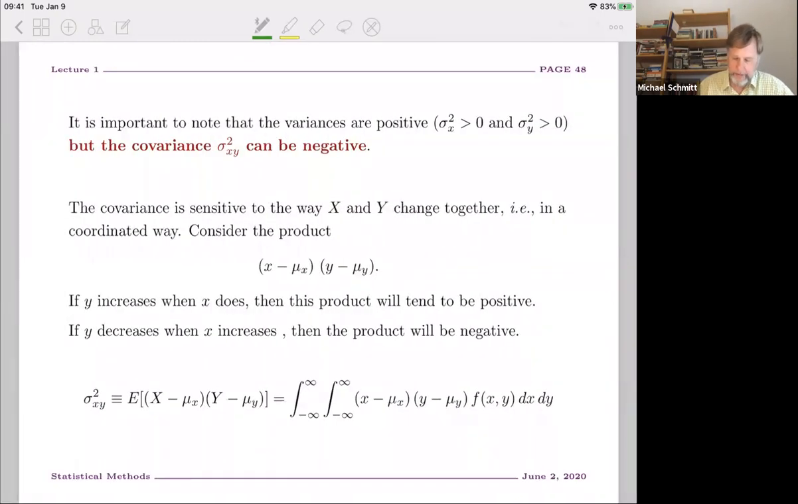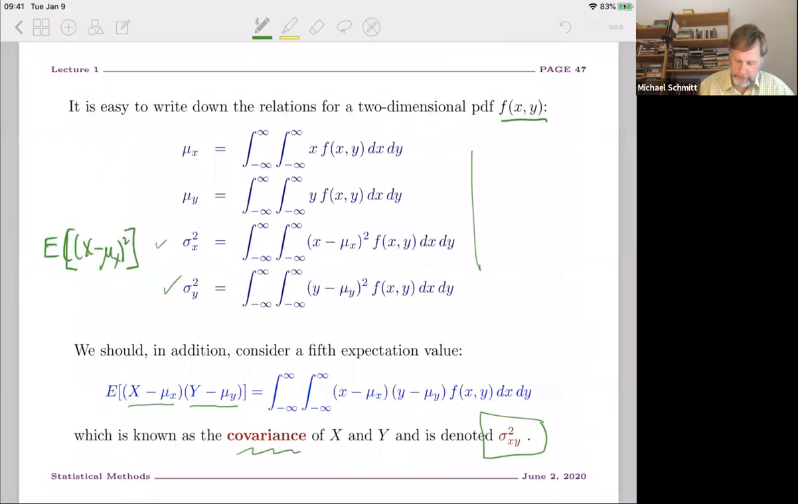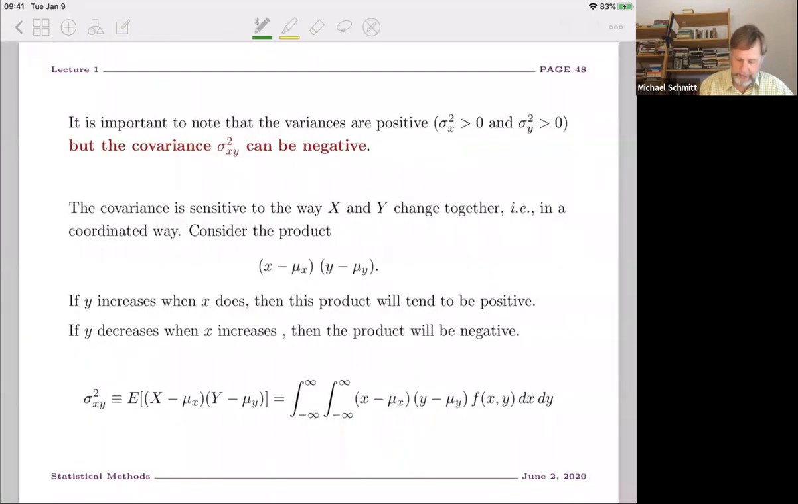Okay, now it should be obvious from the definition. Let's look at the definition. The integrand is completely positive here and here. So from the definition, the variances must be positive. But it turns out the covariance can be and often is negative. Okay, and we'll understand that in a second. That's actually a very important feature of the covariance.